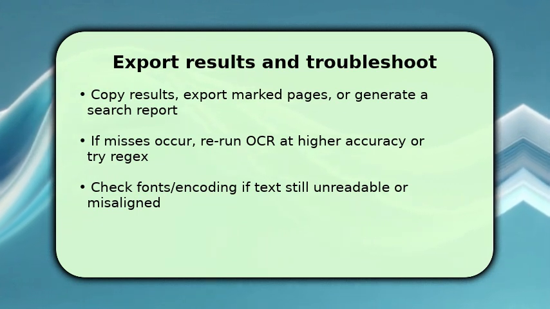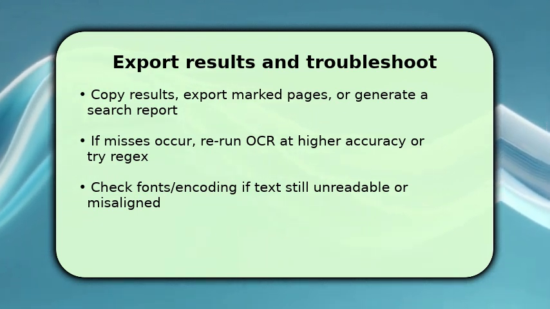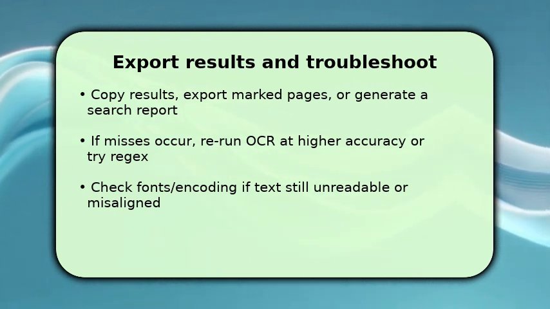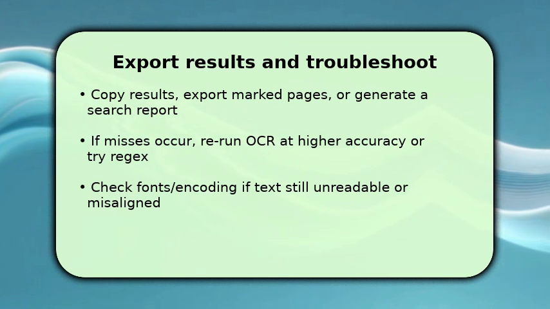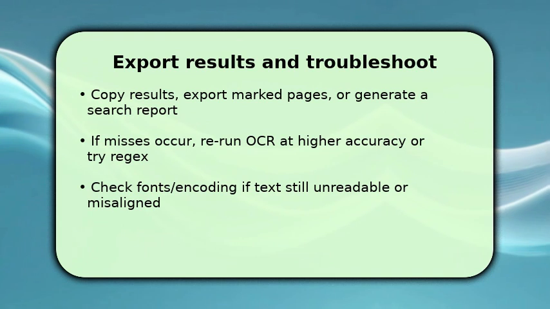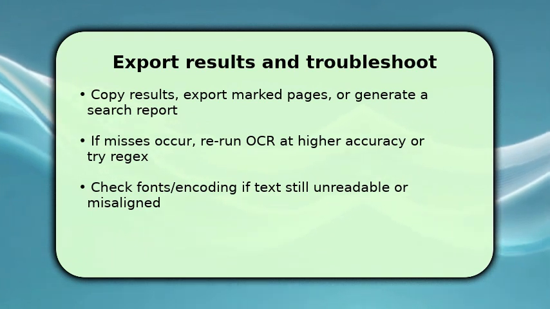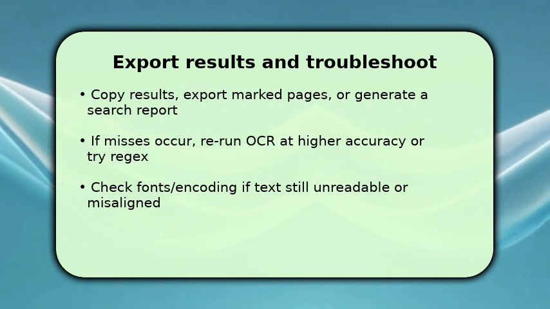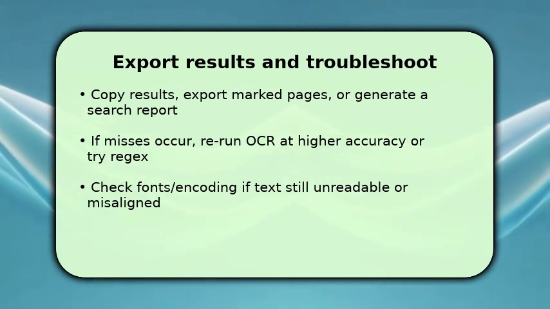If the search missed occurrences, rerun OCR with higher accuracy or different language settings, and then repeat the search. If words appear garbled, check font embedding and text encoding, convert PDF to a different format, or reopen in another reader. One troubleshooting tip: when text is not selectable, OCR is the usual fix. Rerun it before blaming search features.